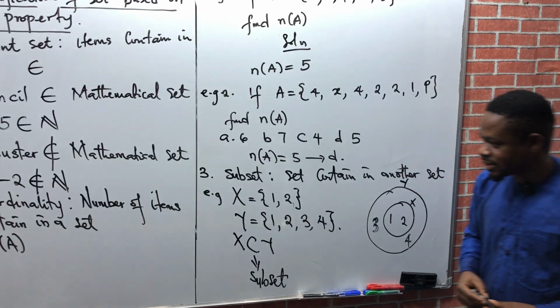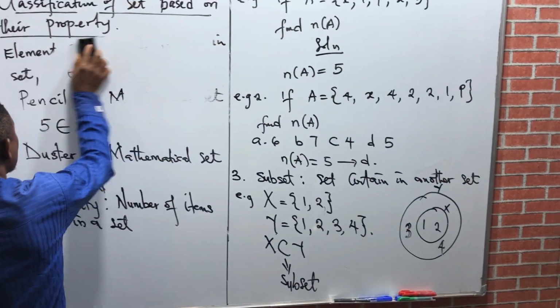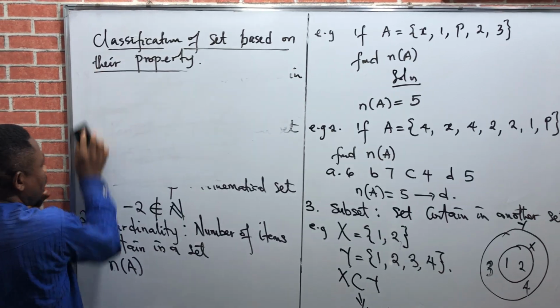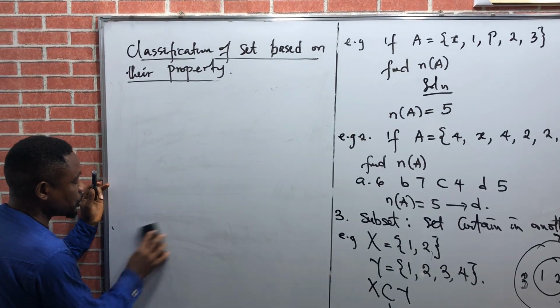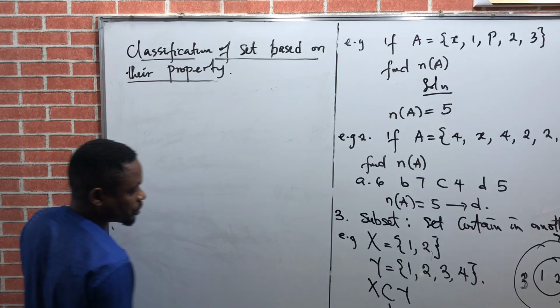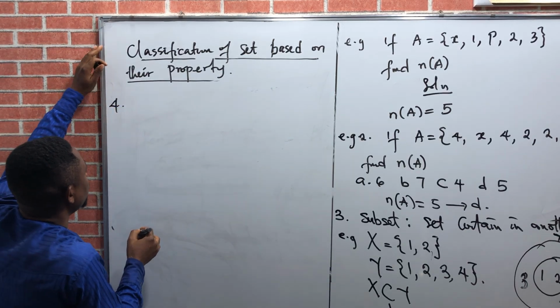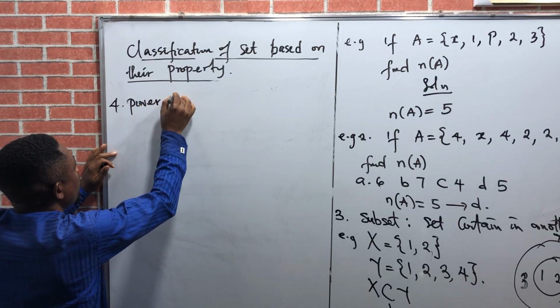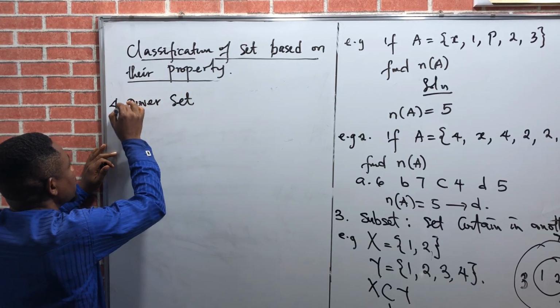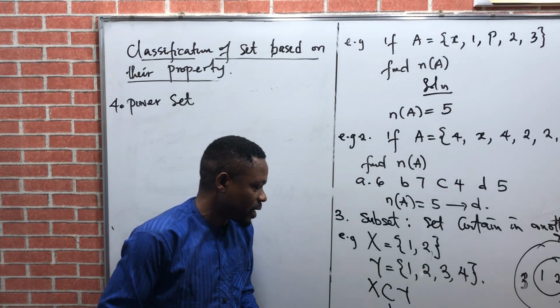Subset. All right. So having defined the third one, let us quickly move to the fourth one. Are you there? So that is exactly what you mean by the word subset. Number 4 is what we call power set. What we call what? Power set. What did I say? Power what? Set.